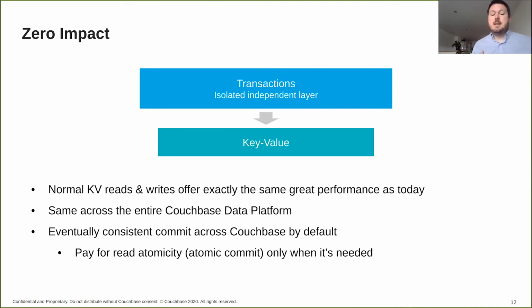You get eventually consistent commits across Couchbase by default. And then you pay for the read atomicity, you pay for the atomic commit only when you need to. So that's how we achieve that zero impact.